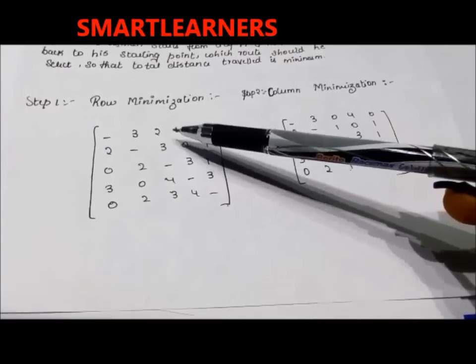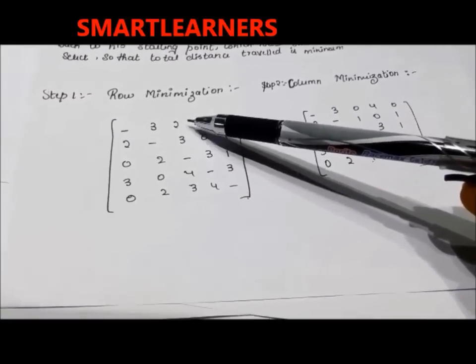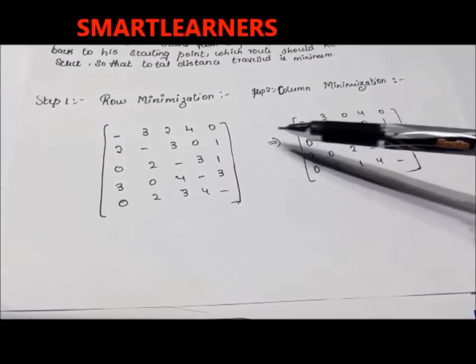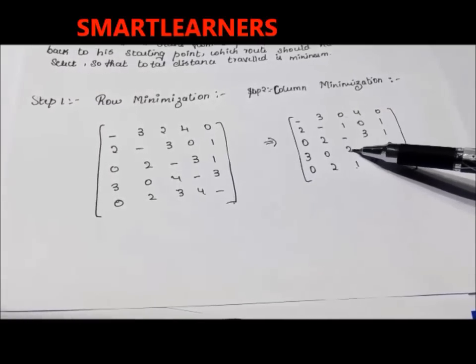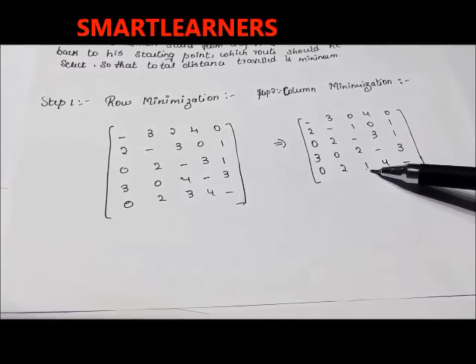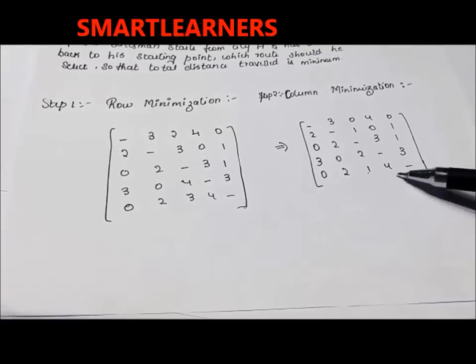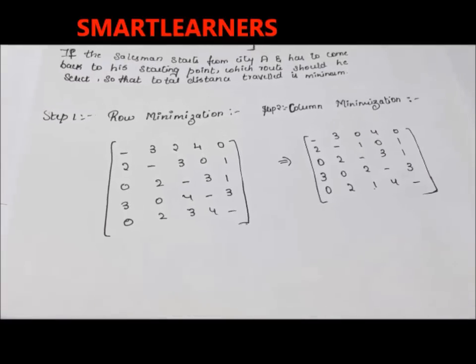Okay, so what is that? 2 is the minimum here. So 2 minus 2 gives me 0, 3 minus 2 gives me 1, 4 minus 2 gives me 2, and 3 minus 2 gives me 1. So this is the result of step 2, that is column minimization.